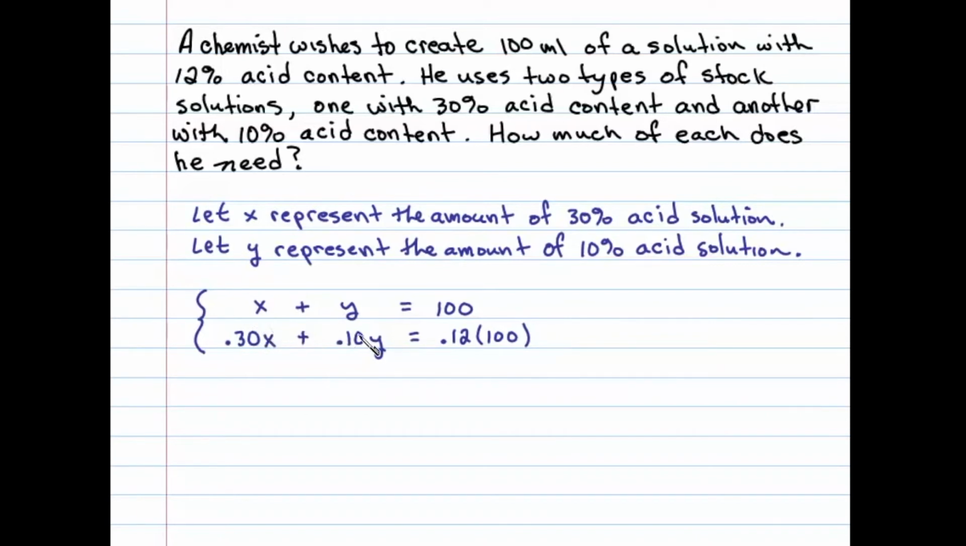So we can choose to solve this linear system any way we want. In this case, I'll use the elimination method. To eliminate the variable y, we can multiply both sides of the first equation by negative 0.10. That'll give us an equivalent system.